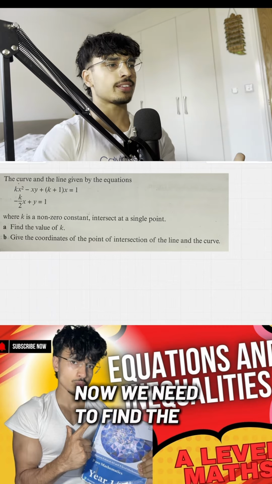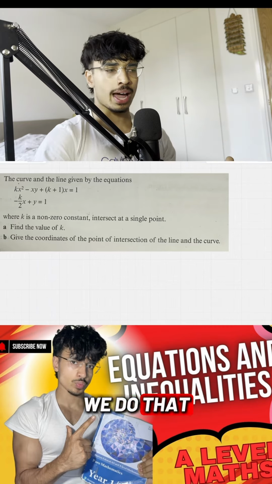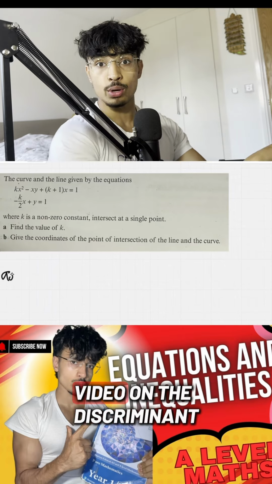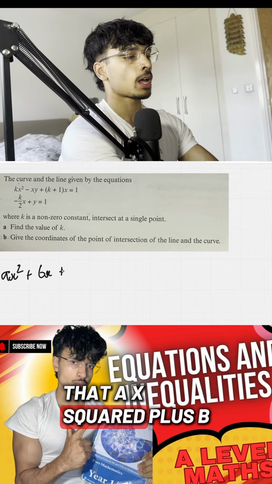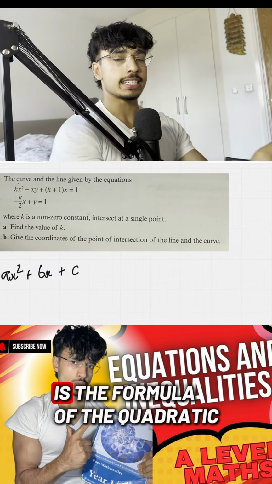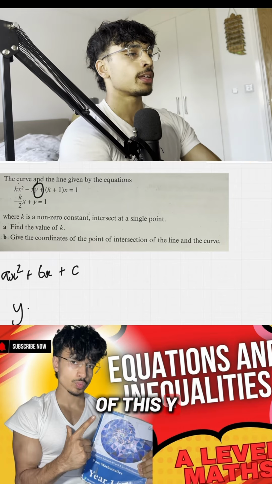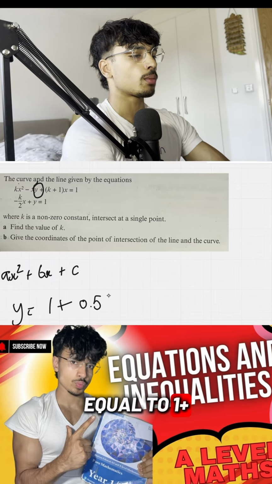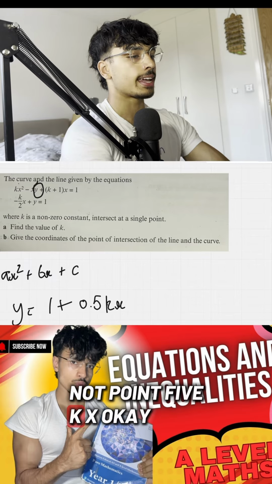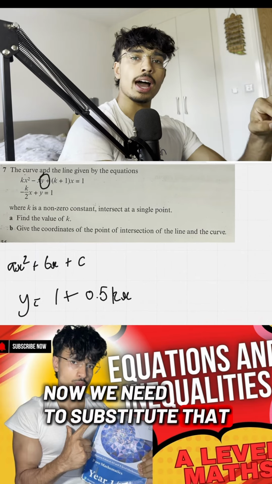Okay, now we need to find the value of k. How on God's green earth do we do that? Essentially, we know from my previous video on the discriminant that ax squared plus bx plus c is the format of the quadratic needed if you want to use the discriminant. So we need to get rid of this y. So we know that y is equal to 1 plus 0.5kx. Okay, now we need to substitute that into the quadratic.